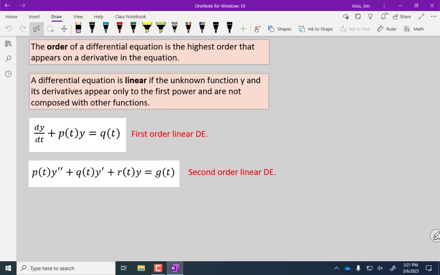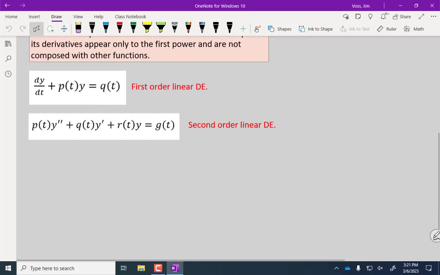A differential equation is linear. Every field in math from here on out has a whole different definition of the word linear. It means something totally different in every class from here on out. So a linear differential equation is when the function and its derivatives only appear to the first power. So we don't have y prime squared. We don't have y times y prime. So the powers are to 1, and there's no commingling of the function and its derivatives.